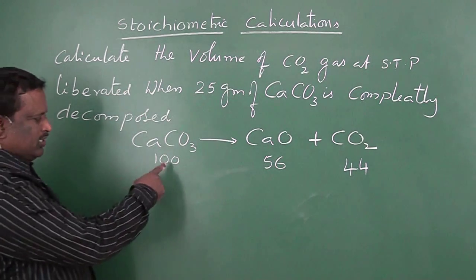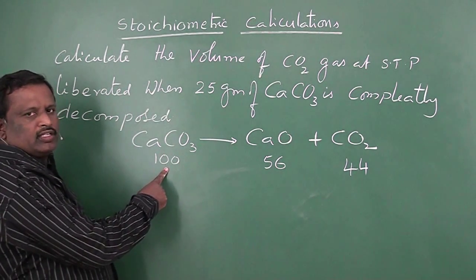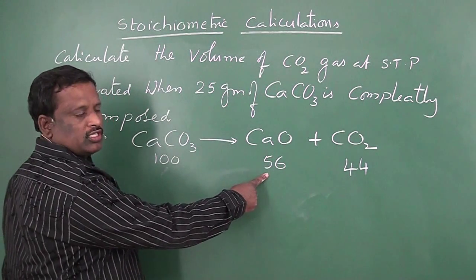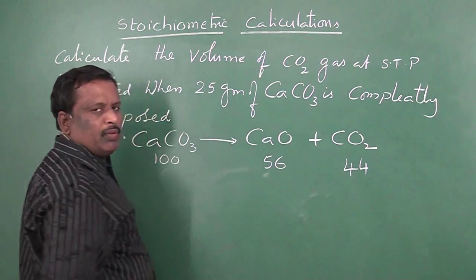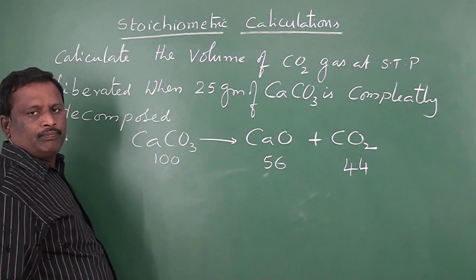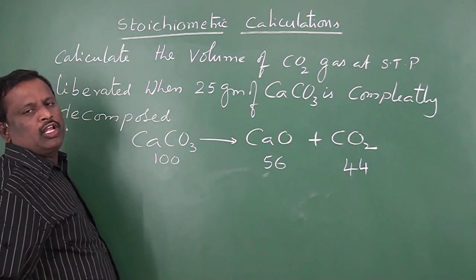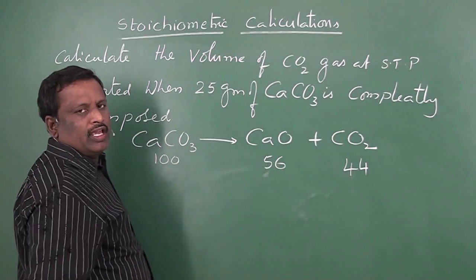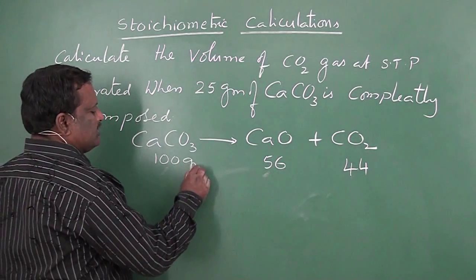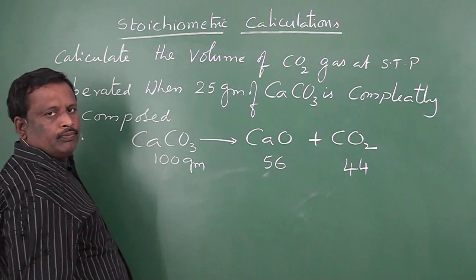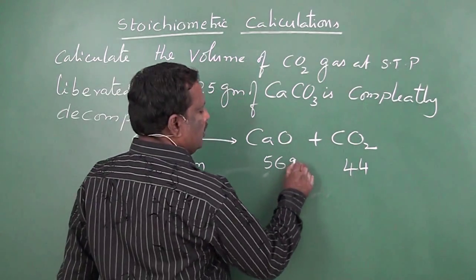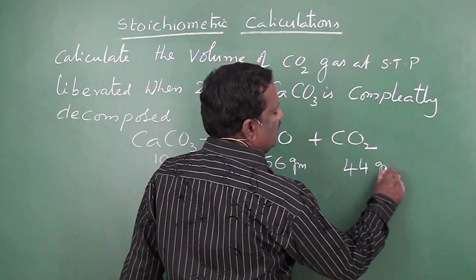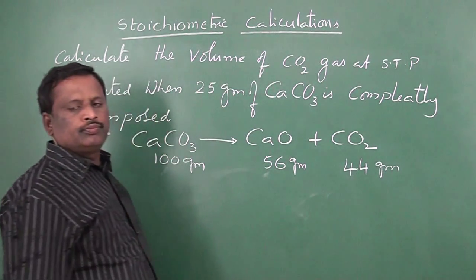This shows that 100 grams of calcium carbonate decomposes to give 56 grams of calcium oxide and 44 grams of carbon dioxide. This 44 is the molecular weight of carbon dioxide. If we express the whole thing in grams, 100 grams of CaCO3 decomposes to give 56 grams of CaO and 44 grams of CO2.